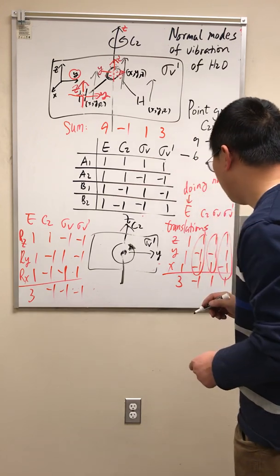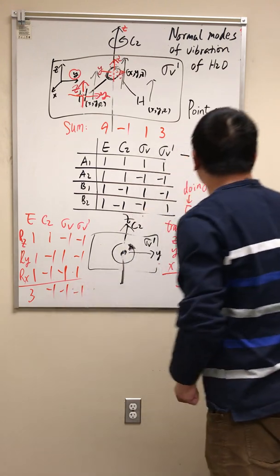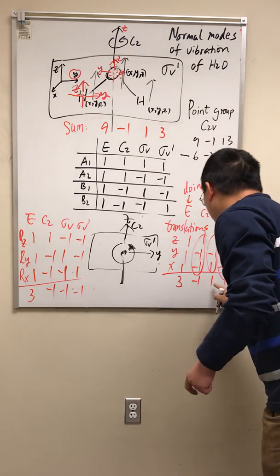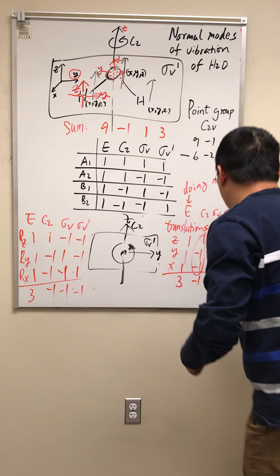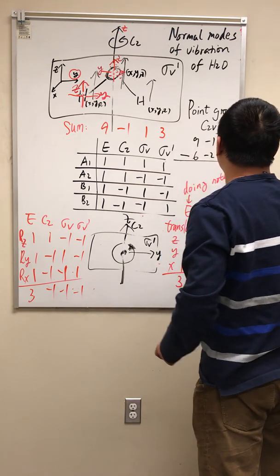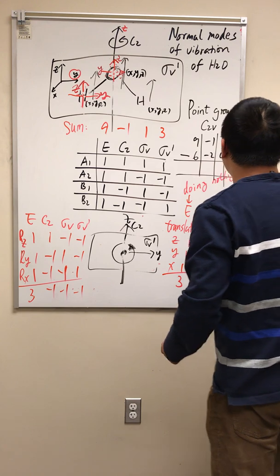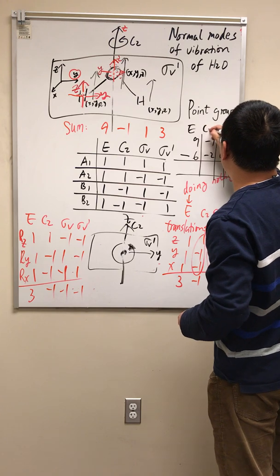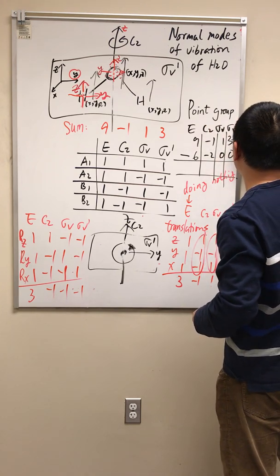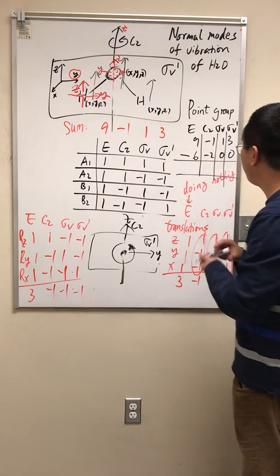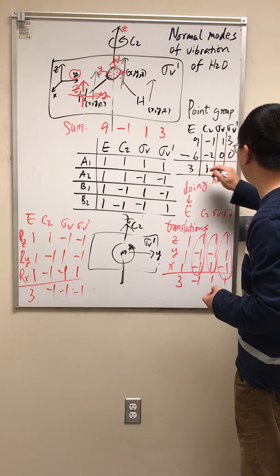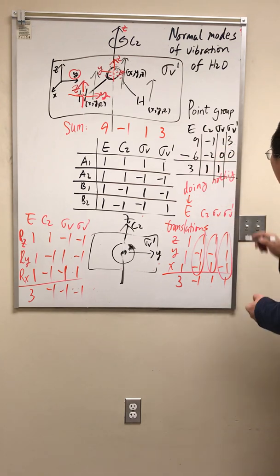Subtract 6. If we look at this, -1, -1, so -2 here, we're gonna use -1 minus -2, okay? And then 1, -1 is 0, 1, -1 is 0. So basically we're doing a subtraction here for each of the 4 operations. And this is the E operation, this is C2 operation, this is sigma V operation, and sigma V prime operation. 9 minus 6, I got 3, minus 1 minus minus 2, that's just 1, and then 1 minus 0, that's just 1. And then 3 minus 0, that's again 1.